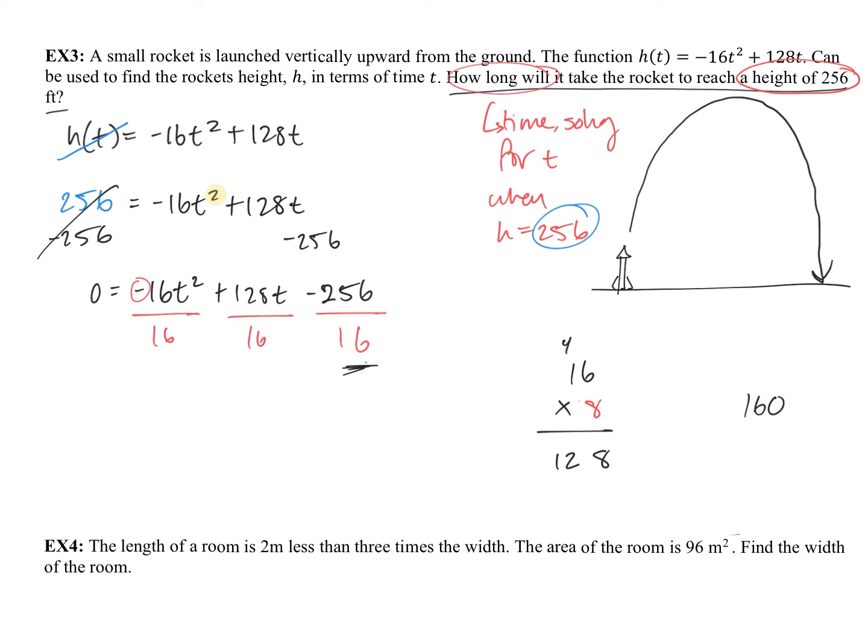Awesome. But once again, I wanted to get rid of that negative, so let's divide everything by negative 16. Also have to divide that 0 by negative 16 as well. And then we get 0 equals t squared plus, it's a negative because we're dividing by that negative, 8t plus 16.